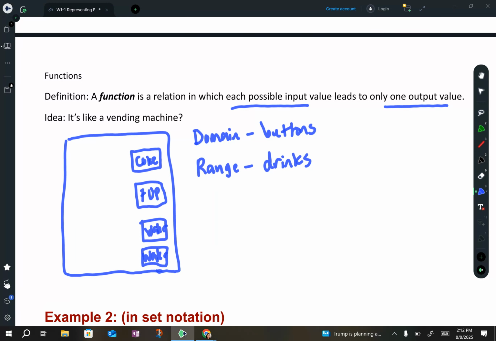The trick is you could have a repeated input. Like, for example, if you look at these bottom 2 buttons, these both lead to water. That's okay. You know what you're going to get when you push the water button. It's water every single time. That still has each input leading to one output.